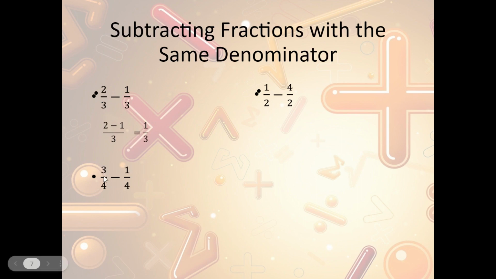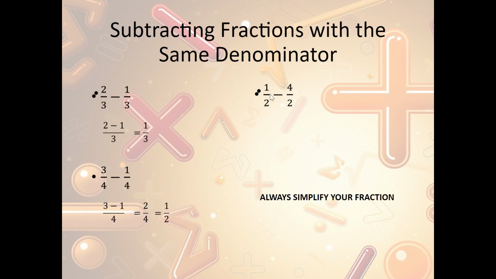Now this one here, we have 3 over 4 minus 1 over 4. Notice both have the denominator of 4. So we're going to go ahead and subtract the numerators. So 3 minus 1 over 4. And 3 minus 1 is 2. So that's 2 over 4. Notice we're going to simplify our fraction. So we should see that there's a 2 in common in both the numerator and denominator. So we're going to divide the top and bottom by 2. So 2 divided by 2 is 1. 4 divided by 2 is 2, so it's 1 over 2.